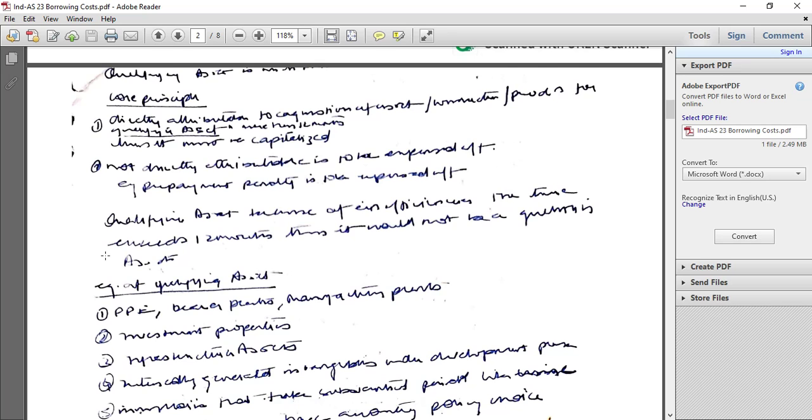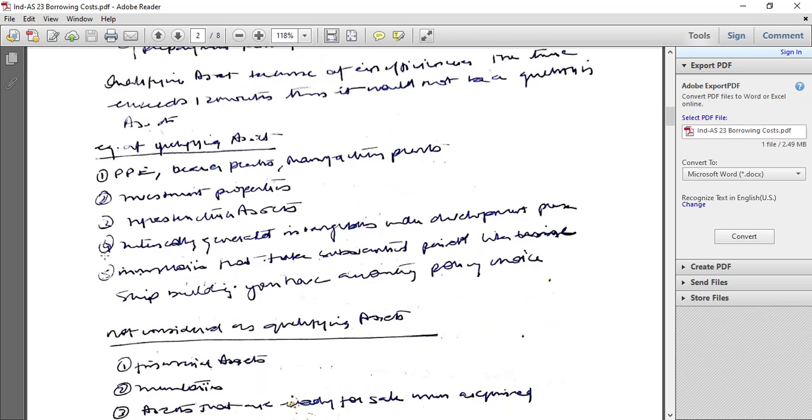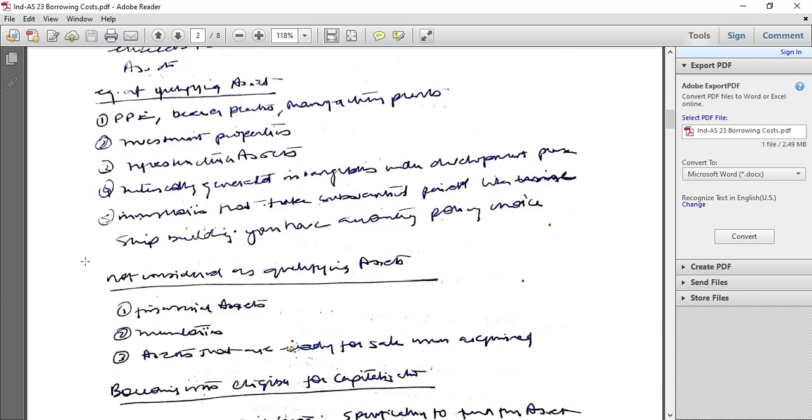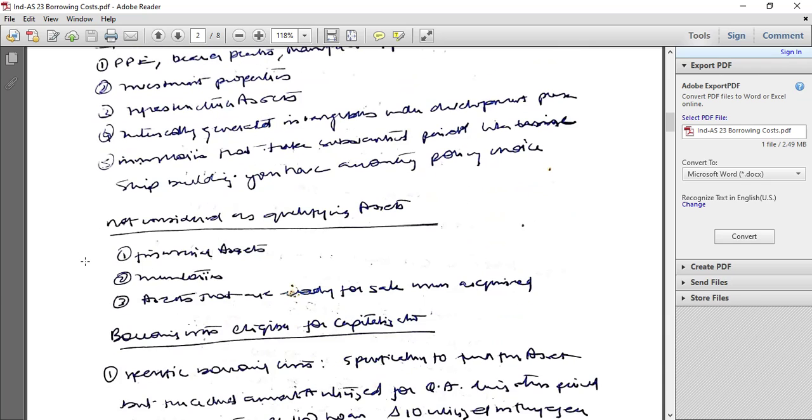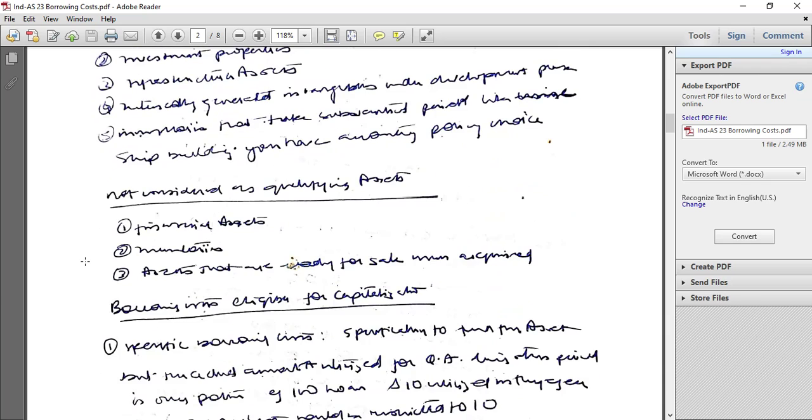You have an accounting policy choice. Not considered as a qualifying asset: financial assets are not considered qualifying assets, inventories are not considered qualifying assets, and assets that are ready for sale when acquired will not be considered as a qualifying asset.